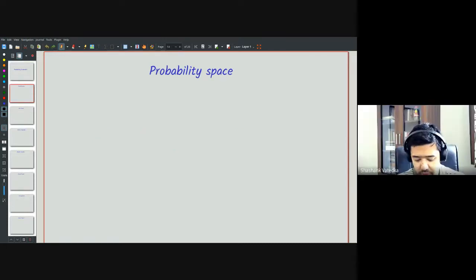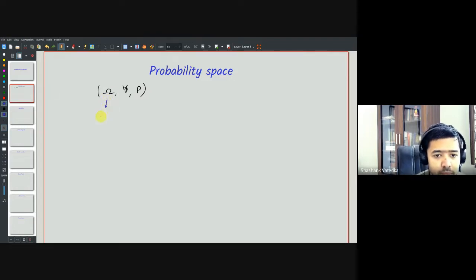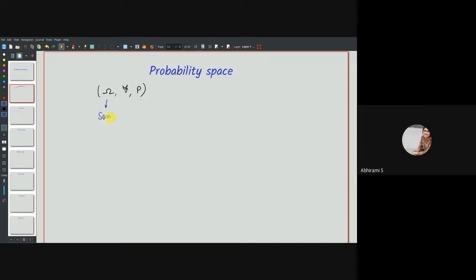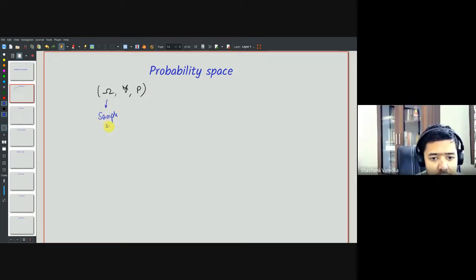So whenever you've taken a course in probability, the first thing you start with is a probability space, right? And typically a probability space consists of 3 things: omega, F, and P. So omega is sometimes called the sample space. This is in some sense the set of all outcomes. If the sample space is finite, then this is simply the set of all possible outcomes.